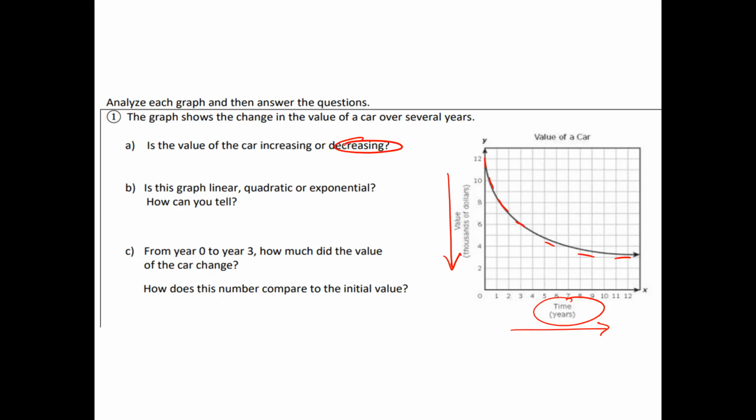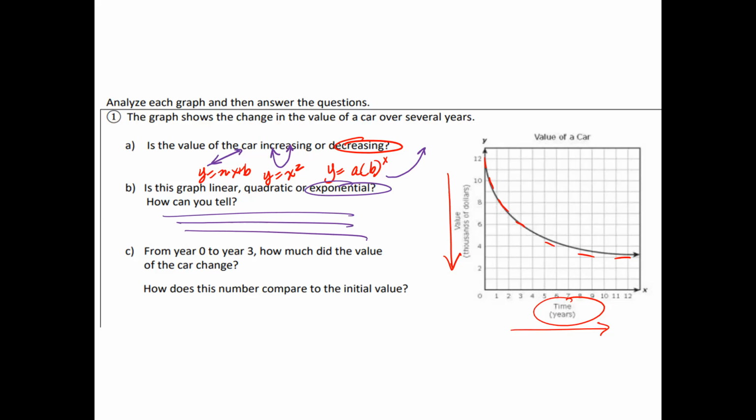B, is the graph linear, quadratic, or exponential? Linear is like y equals mx plus b. Quadratic is when you have an x squared. Exponential, which we're dealing with right now, is y equals a times b to the x. And so remember, we also model the different shapes of this. A linear is a straight line. Quadratic is like a happy face. And then, of course, exponential is a growth or a decay. So in this case, hopefully you can say that it's exponential and then tell me 2 or 3 sentences, how can you tell? There are a variety of different ways you can tell from that.